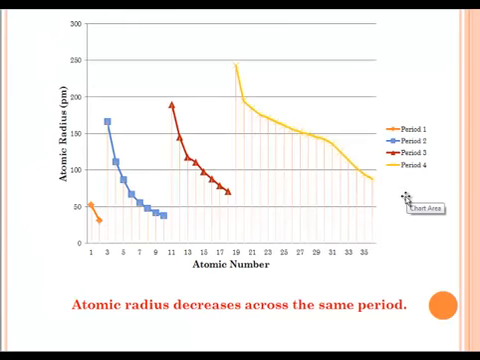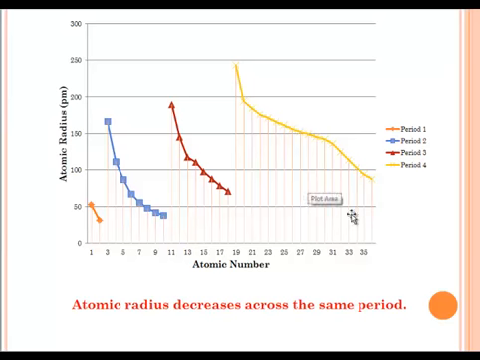If you plot it across the periods, as you can see here, this is the first period, second period, third period, and fourth period on the periodic table. You can see as we move from left to right across a period, the atomic radius decreases. This is because we do not have effect number 1. Effect number 2 dominates as you move from left to right across the same row: the number of protons increases, which shrinks the atomic radius.